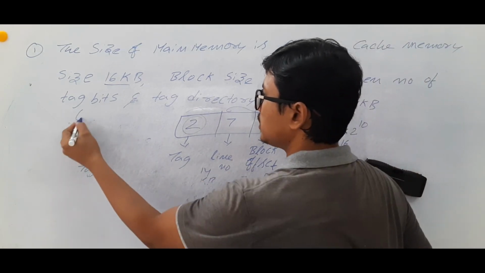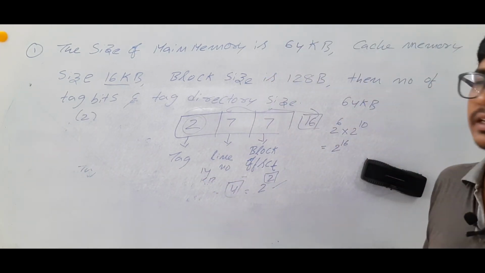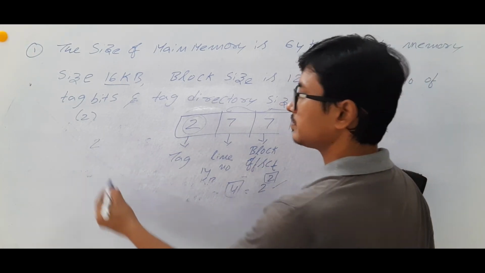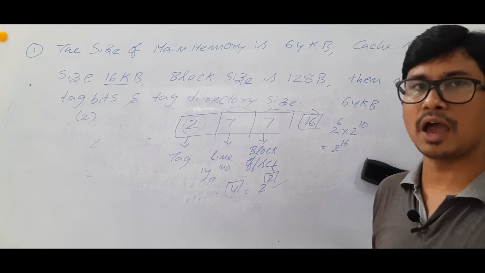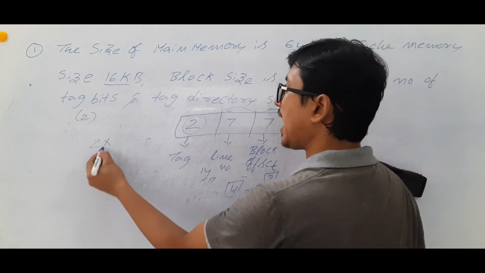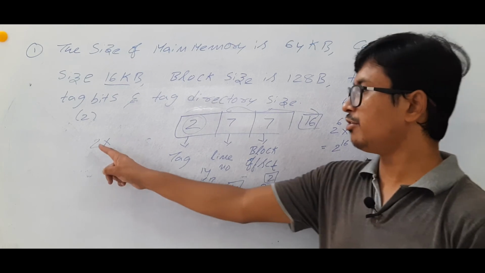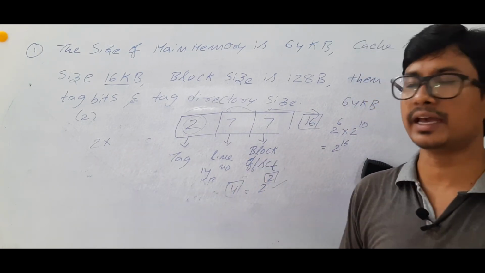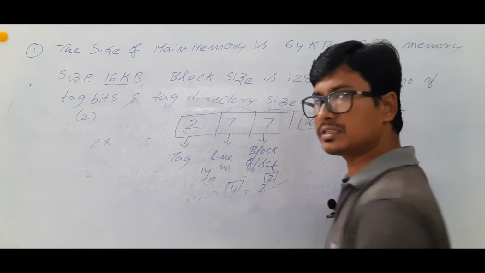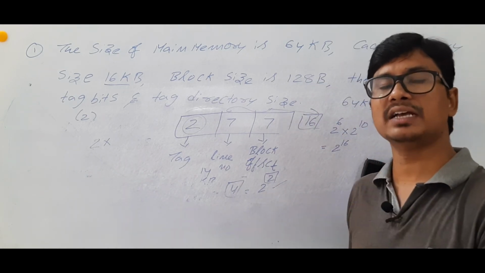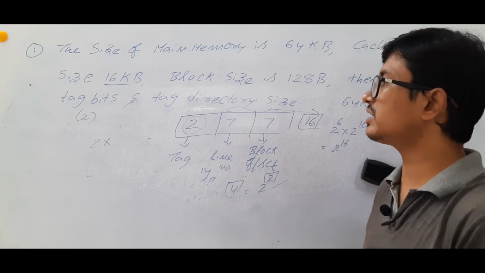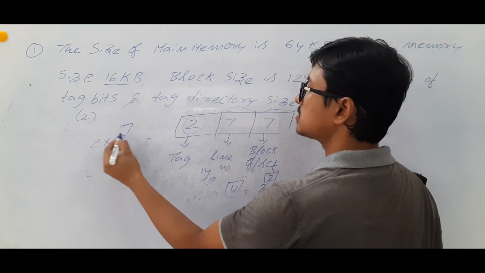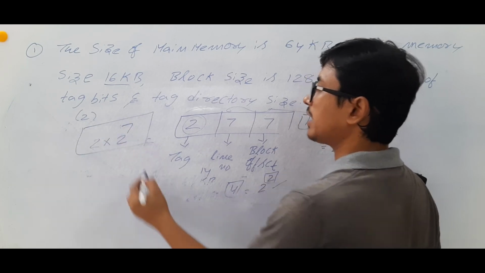Then the next question they are asking us is the tag directory size. Each tag has 2 bits. Am I right? Each tag has 2 bits. How many tags are there? Number of bits into number of tags is equal to the tag directory size. Number of tag bits is 2. Number of tags is equal to the number of lines in the cache memory. How many lines are there in the cache memory? 2 power 7.